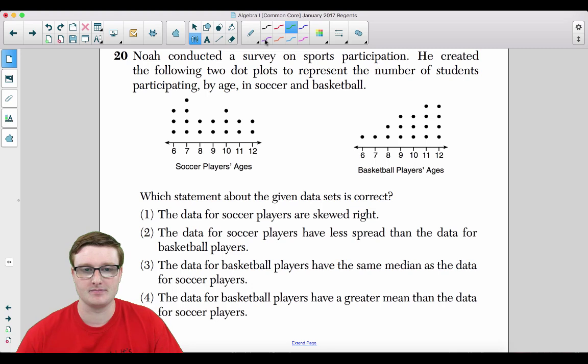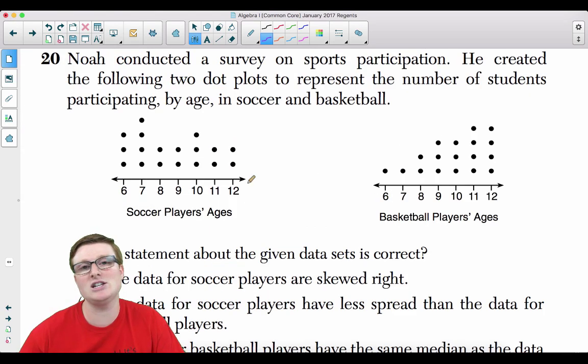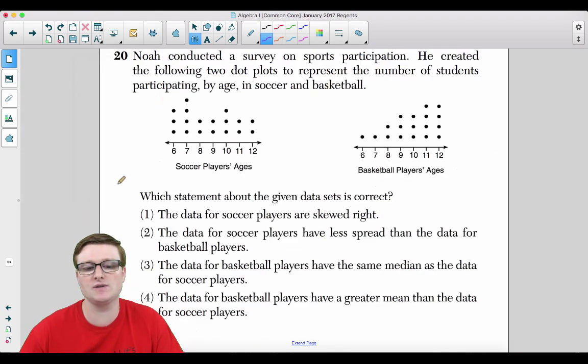Number 20. Noah conducted a survey on sports participation. He created the following 2 dot plots to represent the number of students participating by age in soccer and basketball. Which statement about the given data is correct? Okay, so they actually wanted you to possibly put this into your calculator. But let's just go through the answer choices first just to see if there's anything that we could get rid of. The data for soccer players are skewed right.